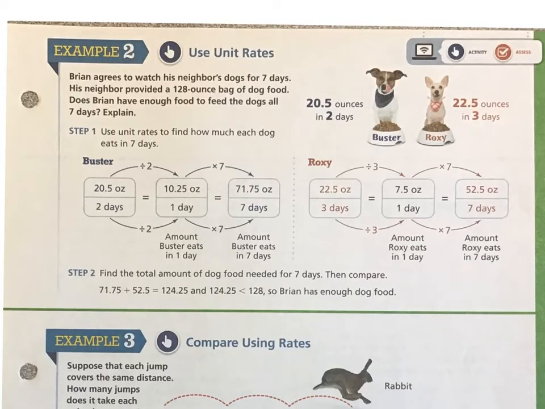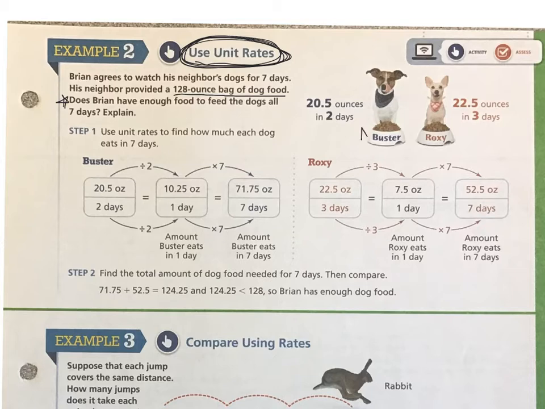Now let's take a look at example 2. When example 2 shows up here, we see that we're going to be using these unit rates that we just found in example 1 and doing something else with them. Brian agrees to watch his neighbor's dog for 7 days. His neighbor provided a 128-ounce bag of dog food. Does Brian have enough food to feed the dogs all 7 days? Explain. Well, let's take a look at the picture, because that's where the information is that we need.